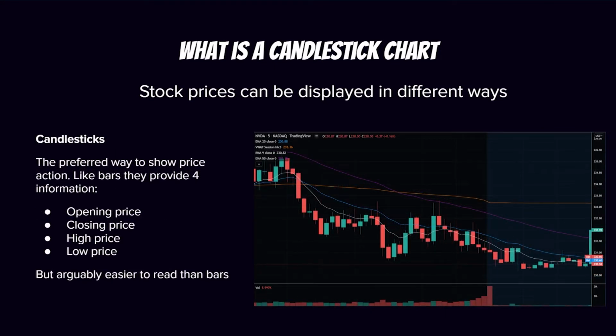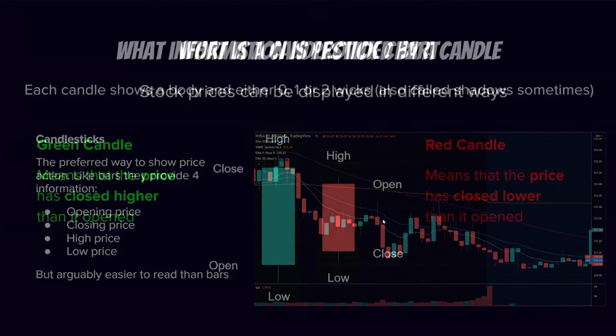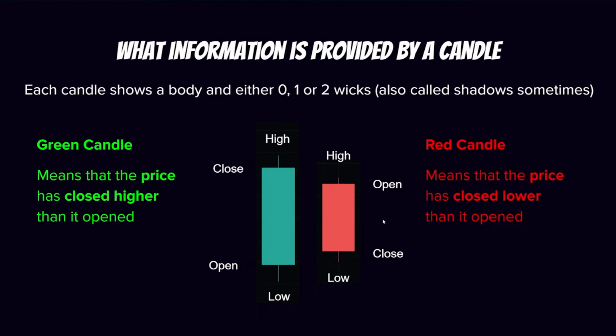So, as we were saying for the bar chart, the candlestick chart provides information for each time frame. This is a 5-minute chart, but it can be 1 hour, 1 minute, 10 seconds, daily, whatever. It shows with the candle 4 specific bits of information: opening price, closing price, high price, low price. Usually, for me at least, it's easier to read than the bar chart, and most traders use candlestick charts.